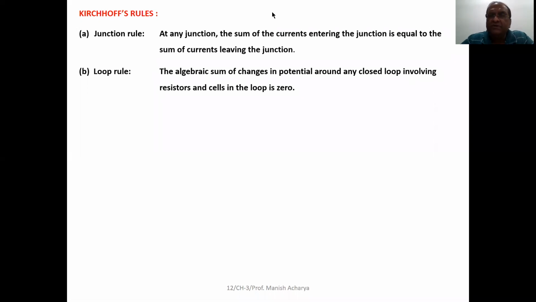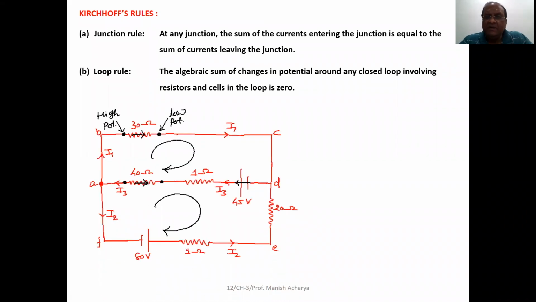Clear up to this one? Let's understand these two rules with an example. Suppose, as shown in the figure, we have a network in which some resistors and cells are connected as shown in the figure. Now, first of all, we have to understand the junction and the loop for the given network.